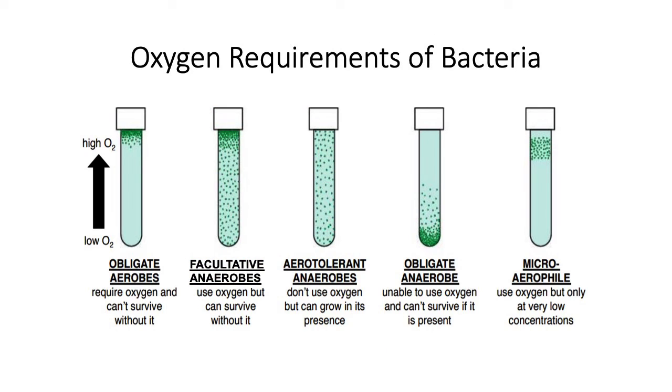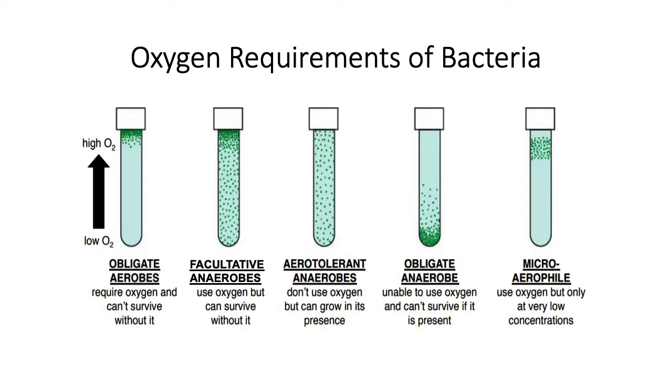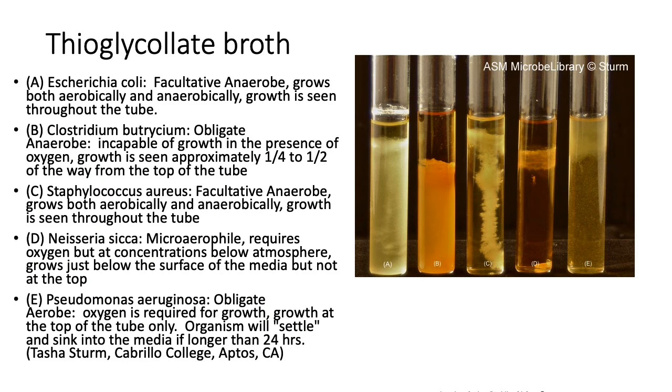And finally, we have a special group, which is called microaerophiles, which use oxygen, but only at very low concentrations, or lower than the atmospheric oxygen. So they are going to form this ribbon away from the top, but not completely at the bottom. So this is just a special group of bacteria, and Campylobacter, which is one of the GI condition-causing bacterium, is a microaerophile, so that requires special incubators.